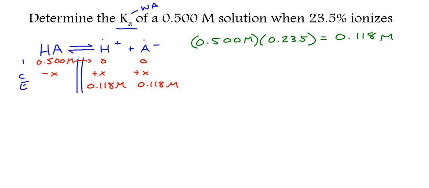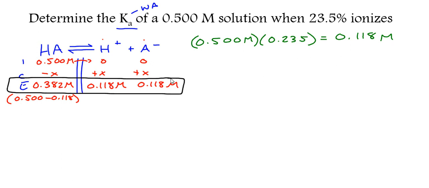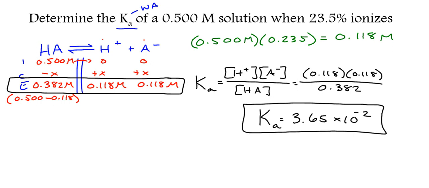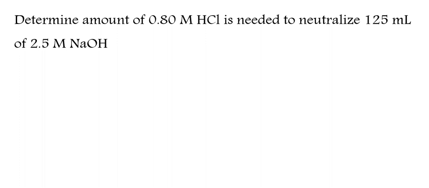So right there, that's x. This equals x. So when I subtract that, what I want is 0.500 minus 0.118 for my value there, and that results in 0.382 molar. So I have my entire equilibrium line, and because of that, now I can plug that into my K value. My K expression of my generic acid, if asked of me, would be this, which then results in this relationship. Calculated out, we get a Ka of 3.65 times 10 to the negative second.